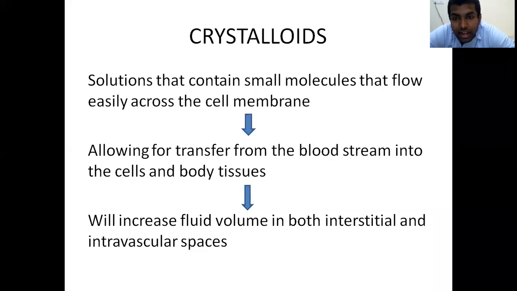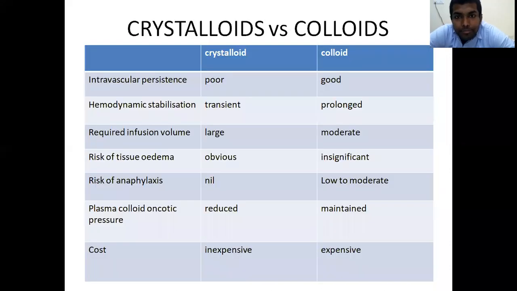Now, this allows for transfer from the bloodstream into the cells and body tissues, that is the target organs. Now, this will increase fluid volume in both interstitial and intravascular spaces. So, crystalloids increase the volume in interstitial and intravascular spaces. Now, when you compare crystalloids versus colloids, crystalloids' intravascular persistence is poor, whereas colloids', it is good. Hemodynamic stabilization with crystalloids is transient. It is only a brief period of time, whereas colloids achieve this for a long period.